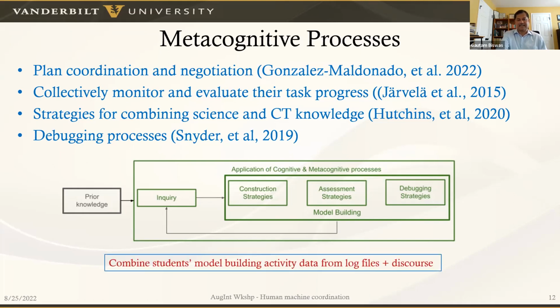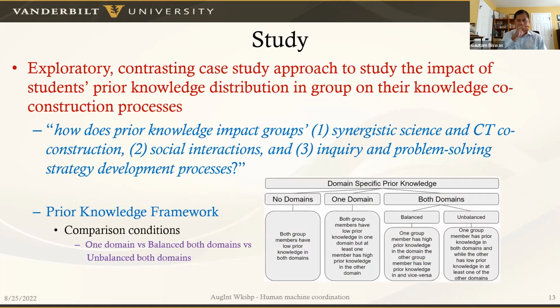So here we are, as I said earlier, we're looking at students' model building activities from their log files, plus their discourse, because that gives us very rich information on why they're doing certain actions on the system. So let me get to the study. I don't know how much more time I have. I'll try to finish up in the next 10 minutes or so.